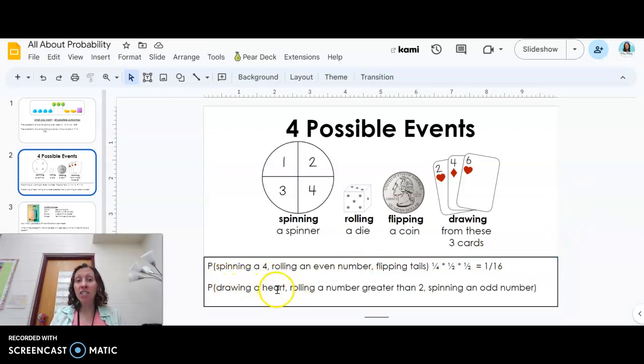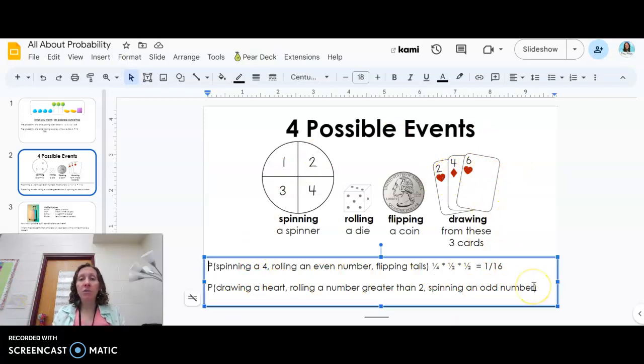All right, drawing a heart, rolling a number greater than 2, or spinning an odd number. Okay, drawing a heart, there are 2 hearts out of the 3 cards. So our first fraction would be 2/3. Then rolling a number greater than 2. So on the dice, there's 6 numbers. 1 is less than 2, 2 is equal to 2, so we'd have 3, 4, 5, and 6. So 4 of those 6 numbers, which is also the same as 2/3.